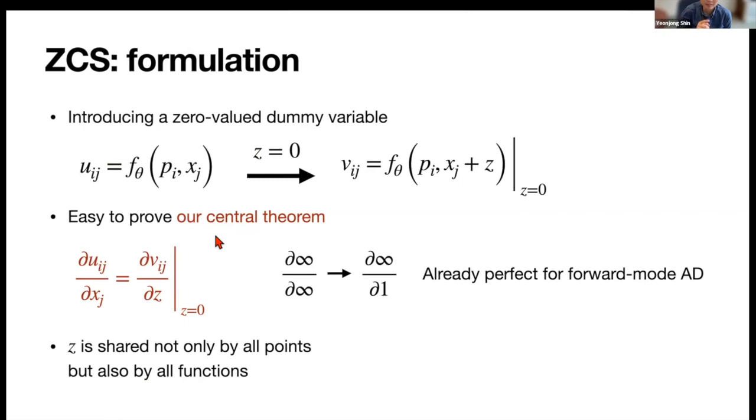Can I ask a quick clarification question? In this case, can that z be vector valued? It doesn't make sense to have z being vector valued. For instance, for a 2D problem, you will have two scalars. The key point is to have a single value z. What we want is a single scalar to be shared by all the coordinates. In that way, we turn this infinity to infinity derivative into infinity to 1.